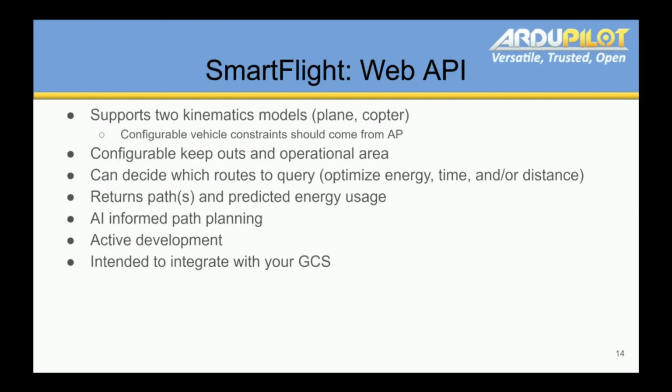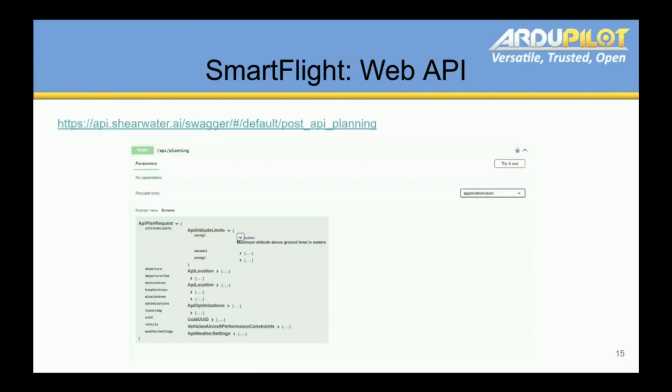They're planning, like I mentioned, it's using AI to help find those routes. It's under very active development. They're a startup and they're super adaptable, so they've already made some changes to the API to support Autopilot. And this API makes it really easy to integrate with your own custom GCS if you're not using what I've developed.